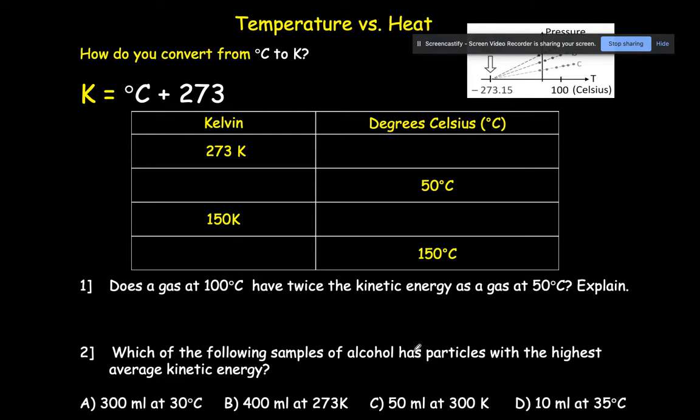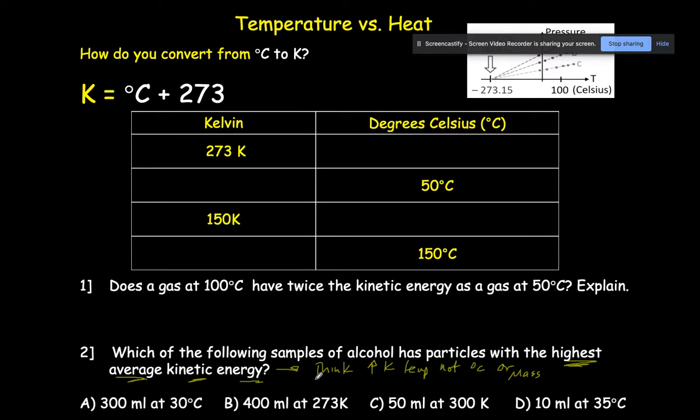It says, which of the following samples of alcohol has particles with the highest average kinetic energy? And you want to think the highest Kelvin temp, not degrees Celsius, or mass. We don't care what the mass or the volume is, right? So just because we have 400 here doesn't mean that's going to have the highest kinetic energy. Remember, you're moving faster when you have the highest kinetic energy.